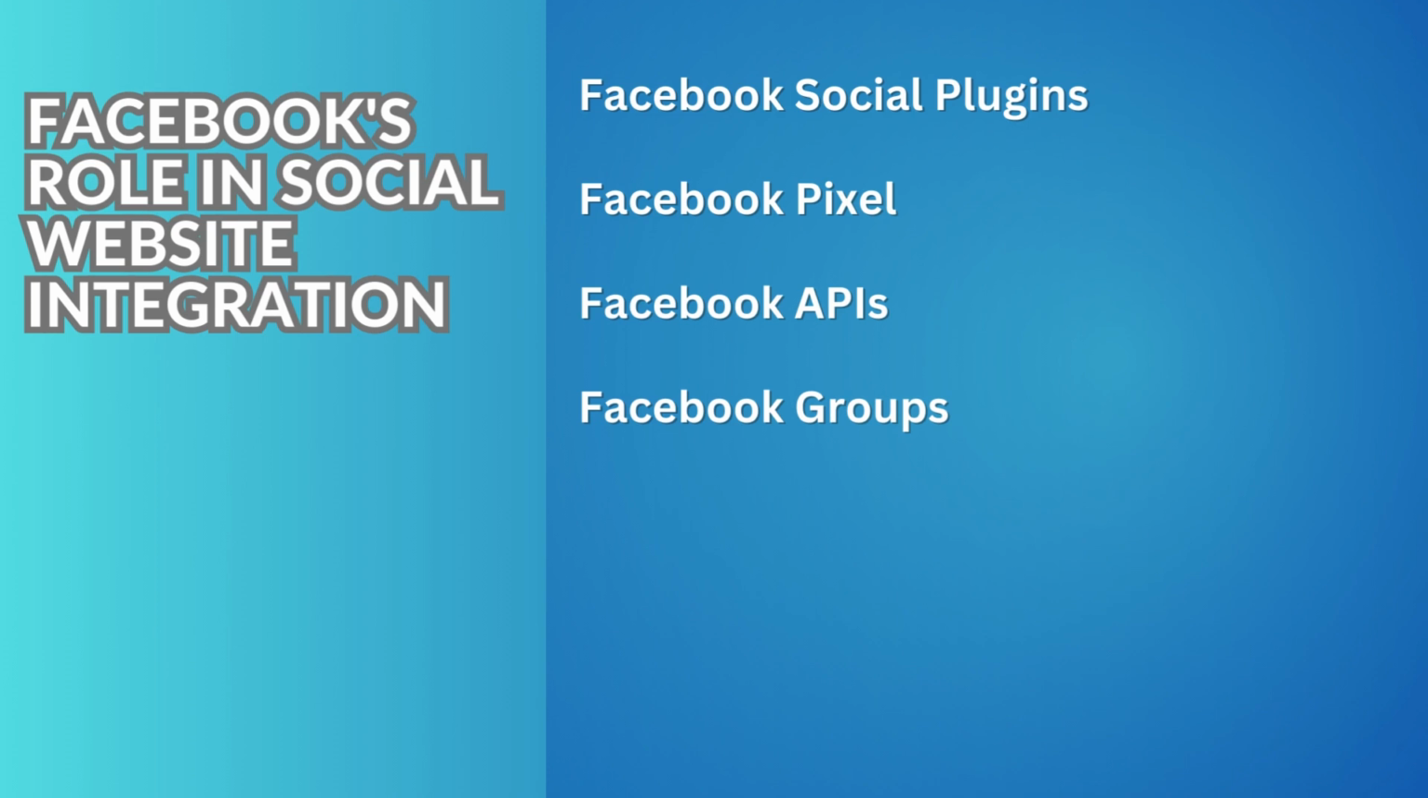Facebook Pixel. Implement Facebook Pixel to track website visitors' behavior and interests, allowing you to target your content and ads more effectively. Facebook APIs. Utilize Facebook APIs to connect your website with Facebook, enabling features like social login, social sharing, and personalized content recommendations. Facebook groups. Create and manage Facebook groups related to your website's niche, fostering discussions, sharing content, and building a loyal following.